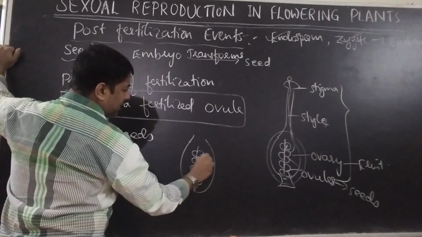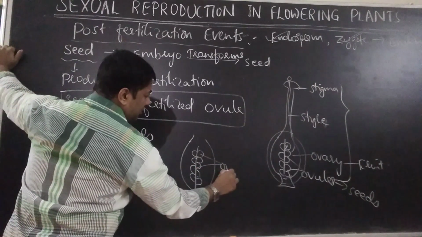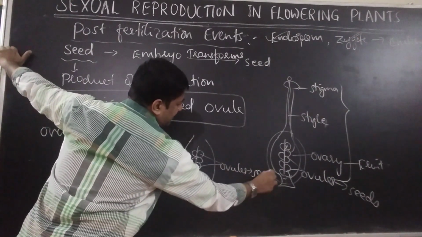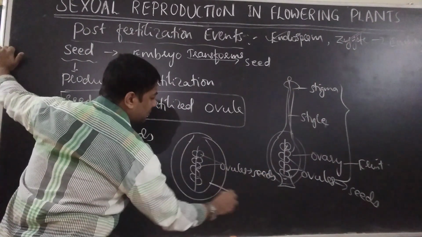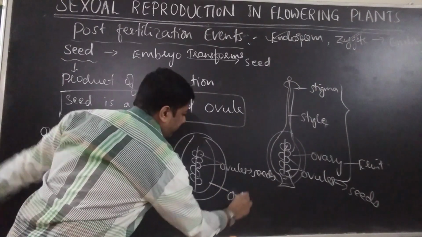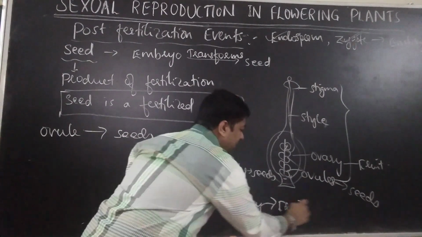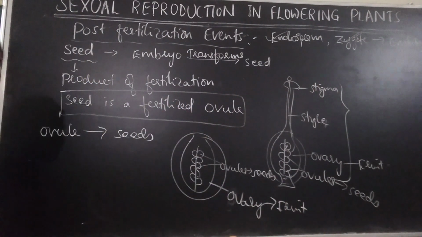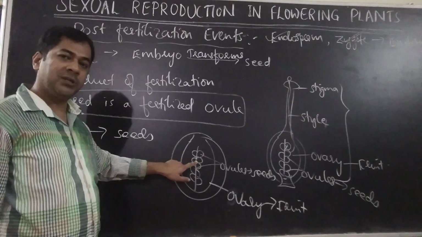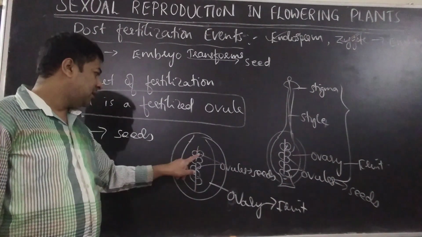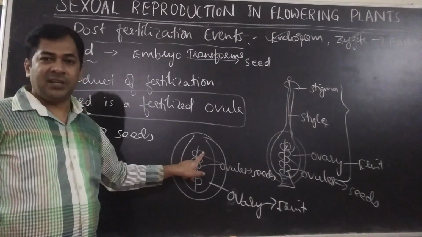So these ovules later become seeds, and this entire ovary becomes fruit after fertilization. After entry of the pollen tube, after double fertilization, these ovules become seeds and the entire ovary becomes fruit. That's why seeds are produced after fertilization of the ovule.